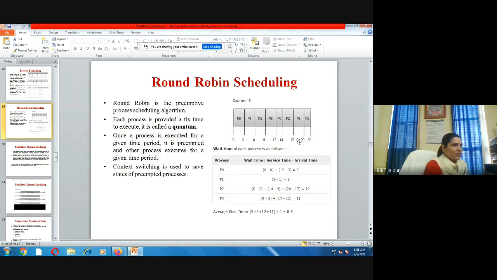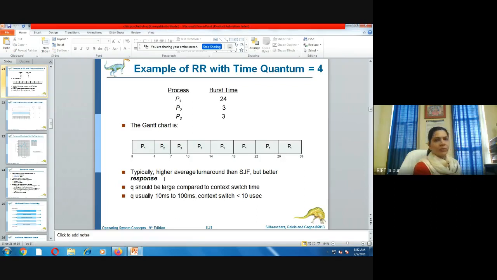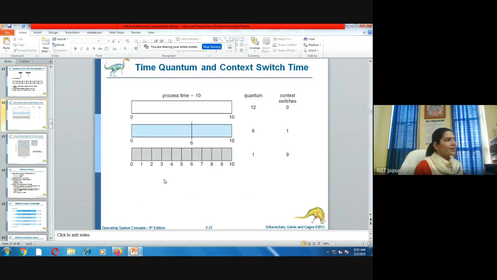So with round robin scheduling we have overcome the problem of starvation. There is no starvation. But the question is how we can select the time quantum and fix the context switches. If we take the time quantum too long, for example with a process time of 10 and a time quantum of 12, then the number of context switches is 0. If we take a quantum of 6, then one context switch is there. If we take a time quantum of 1, then 9 context switches are there.